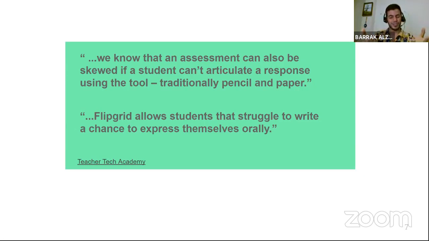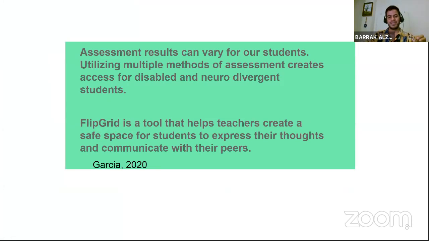So I changed these quotes a little bit, a lot of it actually, and I decided this was a better wording for them. In our classrooms, our assessment results, of course, can vary depending on the student, but using multiple assessment methods creates access for our disabled and neurodivergent student population, meaning a pencil and paper assessment type, for example, really creates only limited access for a very specific group of students. And Flipgrid can be used as a tool to create those diverse assessment methods.